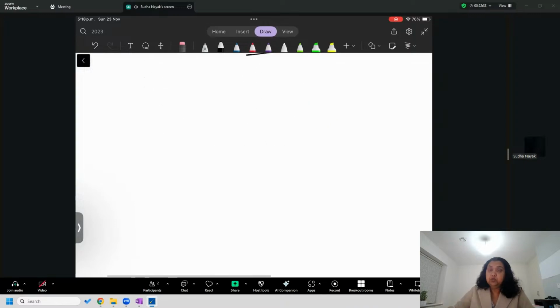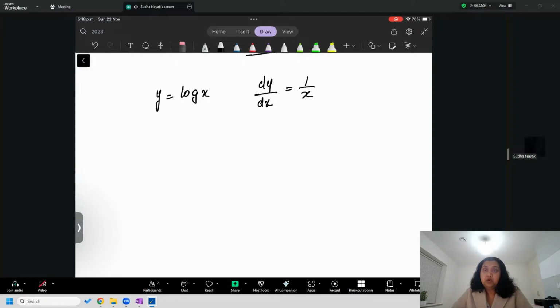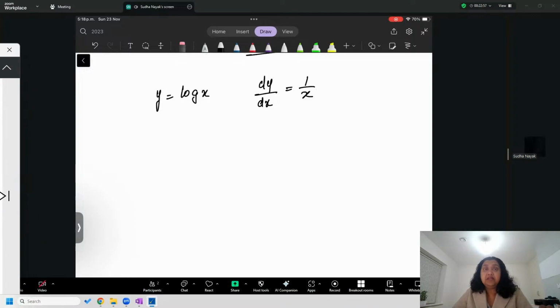Now we come to the logarithms. When it comes to logarithms, things are a bit different. If you have y is equal to log x, dy by dx is equal to 1 over x. That's a straightforward one. But if you have anything other than this, you cannot directly simplify it. So what you should do is apply the laws of logarithms, simplify it, and then work on it.